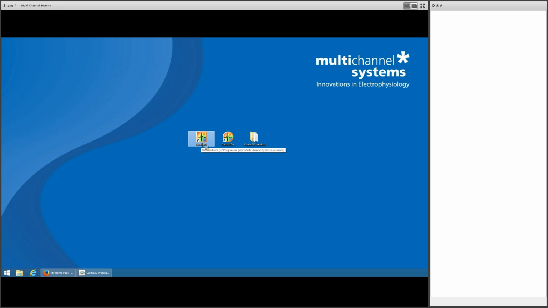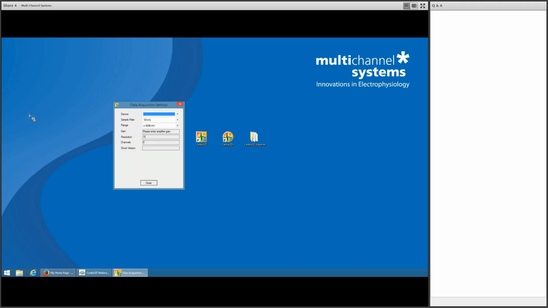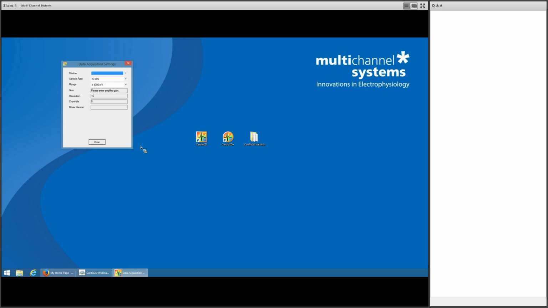So you see we have two icons here. That is the one for the data acquisition. That is the one we later use for the analysis. And with a double click, I can just start the connection to the data acquisition window.